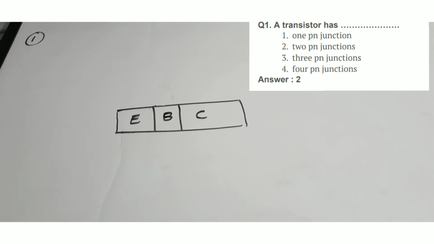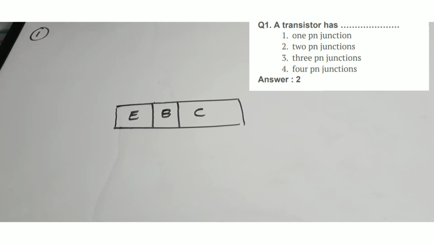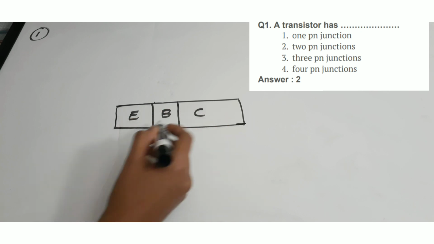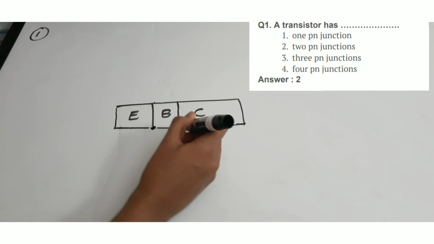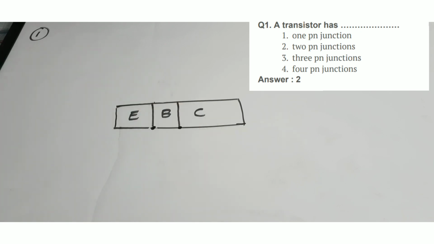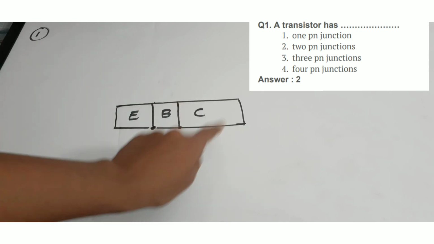These are the 3 terminals, and in between these 3 terminals you can see there are 2 lines, right? And these 2 lines are representing 2 junctions. So how many PN junctions are present? There are 2 PN junctions.